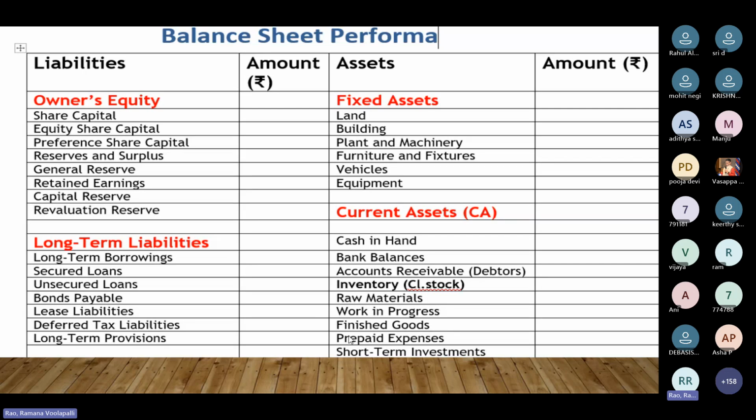Prepaid expenses, some people are mentioning it in liability and profit and loss account. So prepaid expenses, kindly remember, it is the expenses which is paid in advance. So it is my asset. Which type of asset? Current assets. My liability side, it is owner equity.